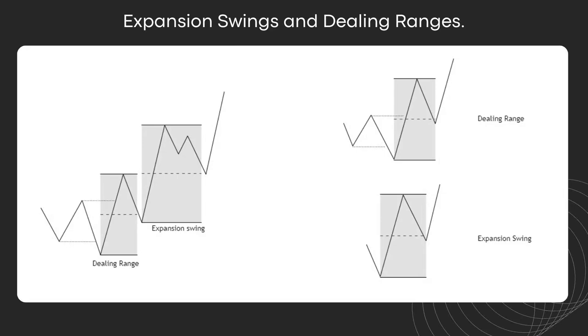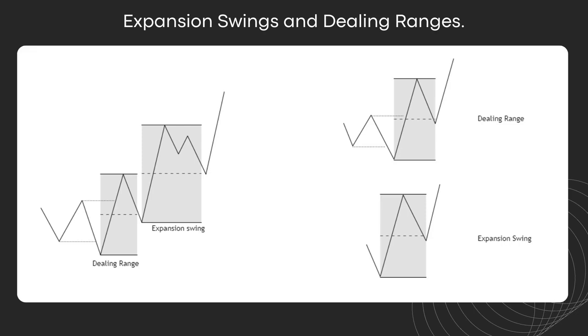Here we've got dealing ranges and expansion swings. Now the difference between the two is pretty clear. A dealing range takes both sides, taking out both sell side liquidity and buy side liquidity in the form of range high and range low, and then it forms this swing right here, and when this swing is divided into two halves, it gives us a dealing range.